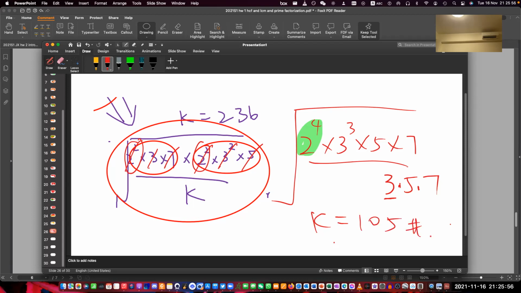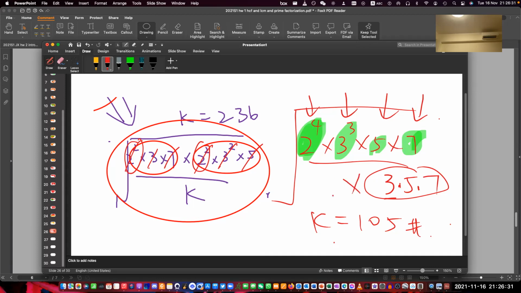Does it make sense to you now? Yes. Okay. So what you need to do is you just need to ask yourself whether you can square root the 2 to the power of 4, whether you can square root 3 to the power of 3, 5, and 7. If you can't, you need to divide something, so that you can square root it. All right. So you just need to test each prime factors and then decide for yourself.